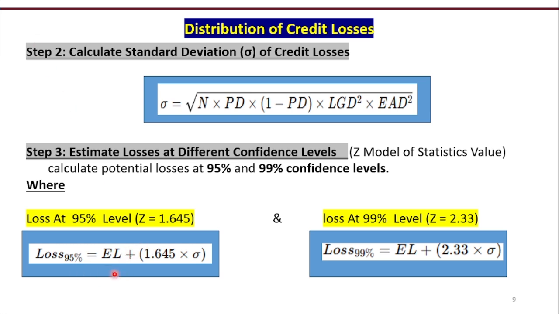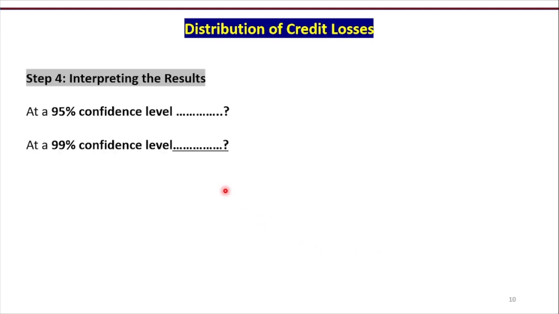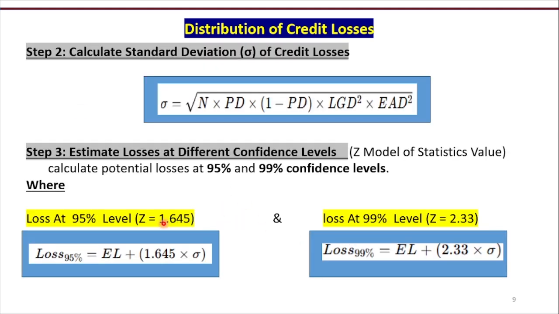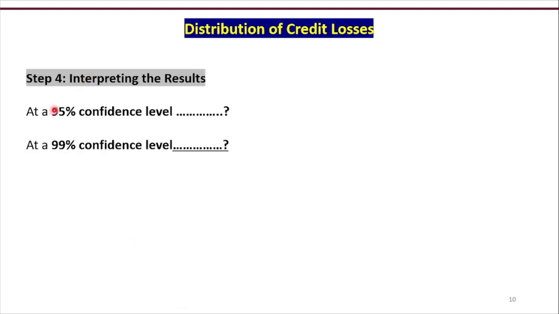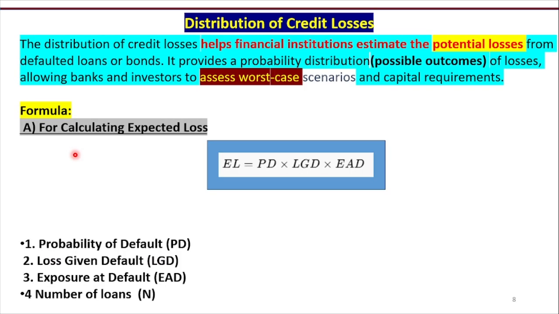Okay, so this is the formula of 95%. Let's see the formula of loss at 99%. Same formula, the only thing changing is the values: the 95% value is 1.645, and at 99% the value is 2.33. At step number 4, we are going to put the answers of these two, which is 95 and 99%. So this is some requirement before.